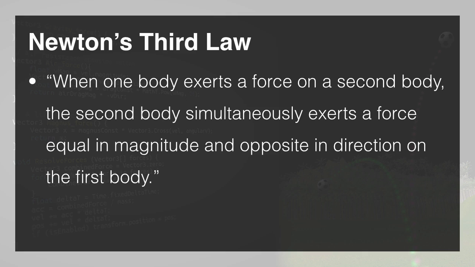Well, according to Wikipedia, it says, when one body exerts a force on a second body, the second body simultaneously exerts a force equal in magnitude and opposite in direction on the first body. Cool. So what does that mean? That means that the chair that you are sitting on is pushing up on your bottom exactly as hard as gravity is pulling you down towards the earth.